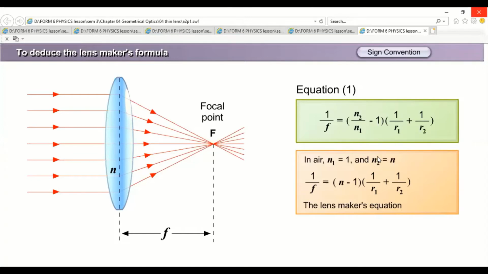Let's look at these two formulas. Actually, they are equal. This one we use when there are two regions with different refractive indices not involving air, maybe water and lens. If it is any lens in air, because the refractive index of air is 1, N divided by 1 is still N. So if one of the regions is air, we can directly use this formula. Otherwise, we use the other formula.